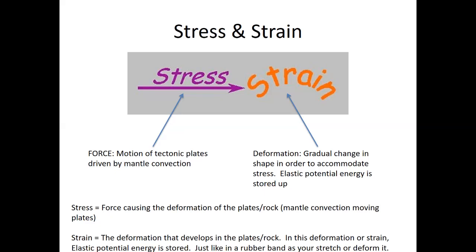So the stress is the force causing deformation, and that is the mantle convection that's moving the plates. And the strain is the deformation that develops as a result of the stress. And if this deformation or strain is elastic, elastic potential energy is stored, just like a rubber band. You stretch or deform it.